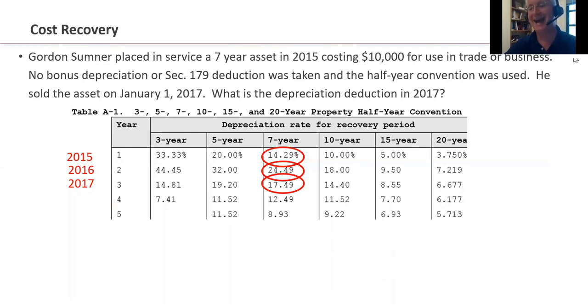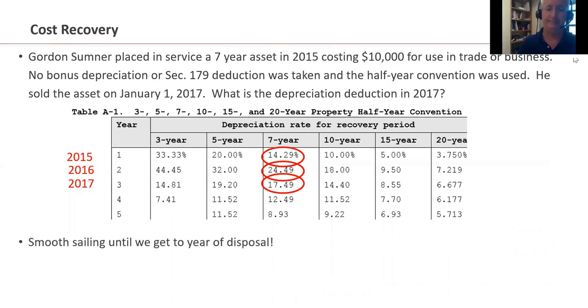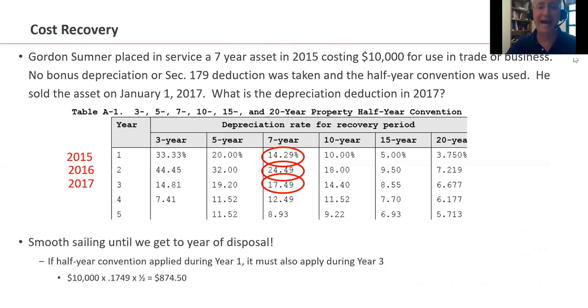I only get half a year's worth because I have to apply the same convention going out that I applied going in. So if the half year convention applied during year one, it also applies in year three. So I take the 10,000, multiply it by a whole year's worth of depreciation, 17.49, then multiply that by half. Get 874.50. That's the amount of cost recovery in 2017 for this particular property.